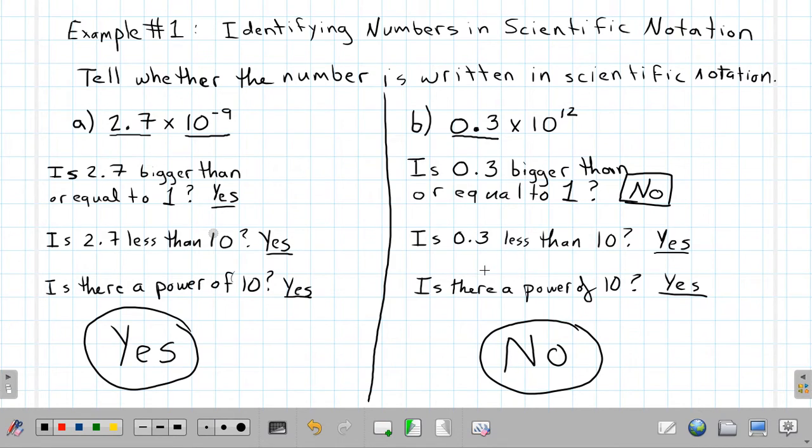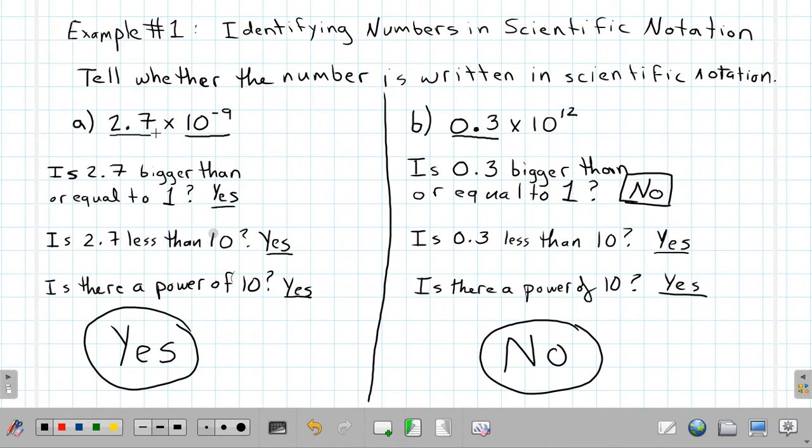Now, am I asking you to write down an answer to each one of these questions like I have each time here? Not necessarily. These are questions that you need to ask yourself in your head. So once again, you see this number, 0.3. Is that bigger than 1? No. Well, then you automatically know this is not in scientific notation. Do we have a power of 10? If the answer to that is no, then it's not in scientific notation.